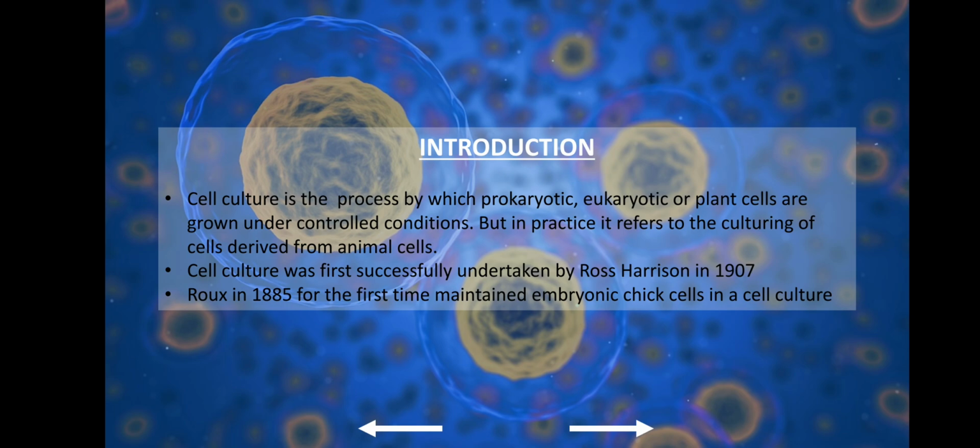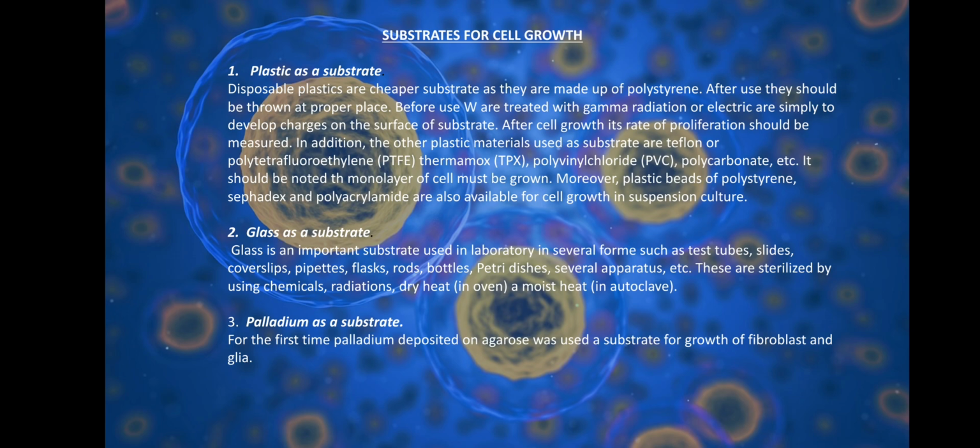It was first successfully undertaken by a scientist named Ross Harrison in 1907. In 1885, Roux for the first time maintained embryonic chick cells in a cell culture. This is the basic introduction to what cell culture is.